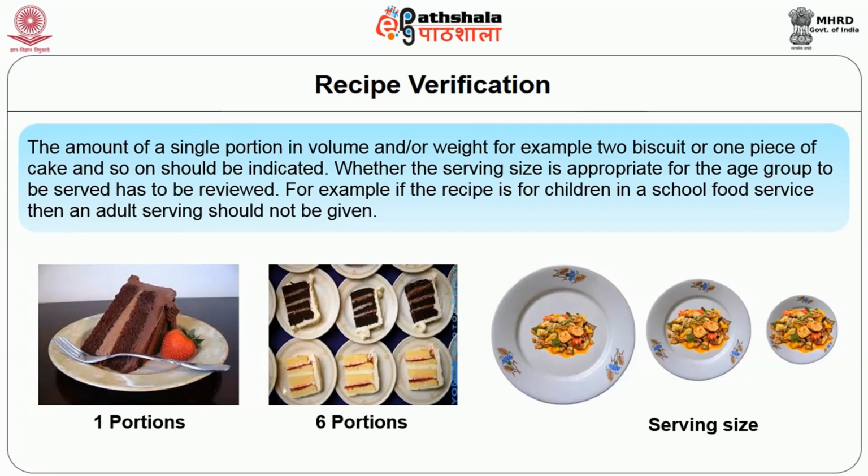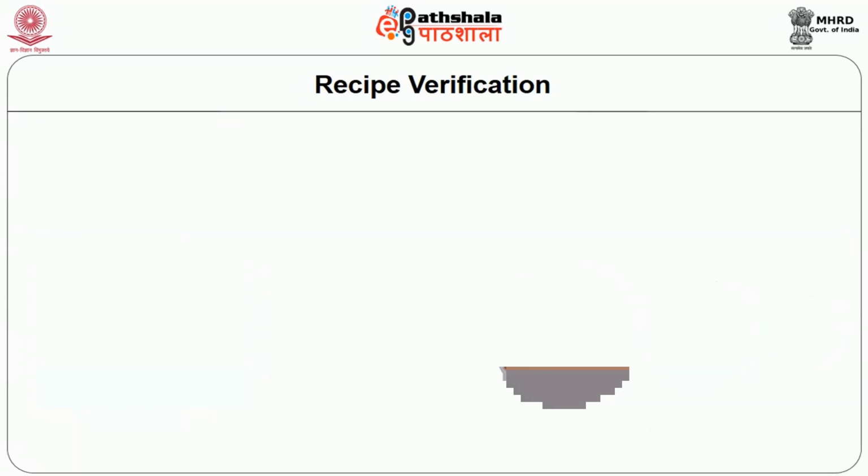Whether the serving size is appropriate for the age group to be served has to be reviewed. For example, if the recipe is for children in a school food service, then an adult serving should not be given. The next component is recipe yield, and it refers to the amount of product that will be obtained after preparing a recipe.